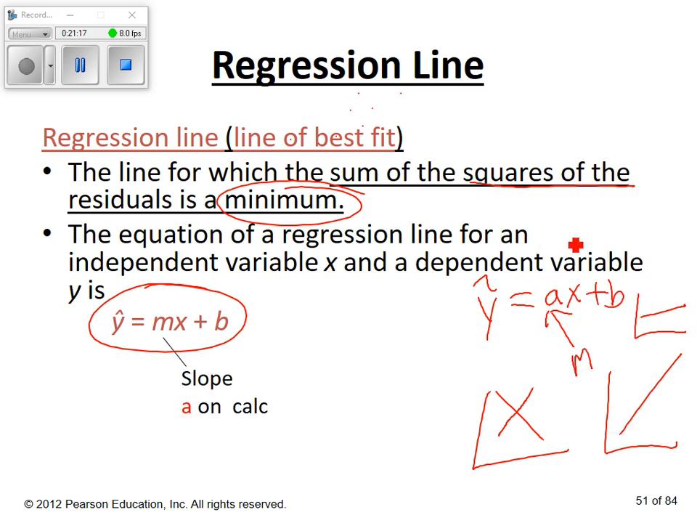I already had that written down. So slope on the calculator is A. Just make sure you know that so that you don't get it messed up. The y-intercept is the B. That's where it crosses the y-axis.